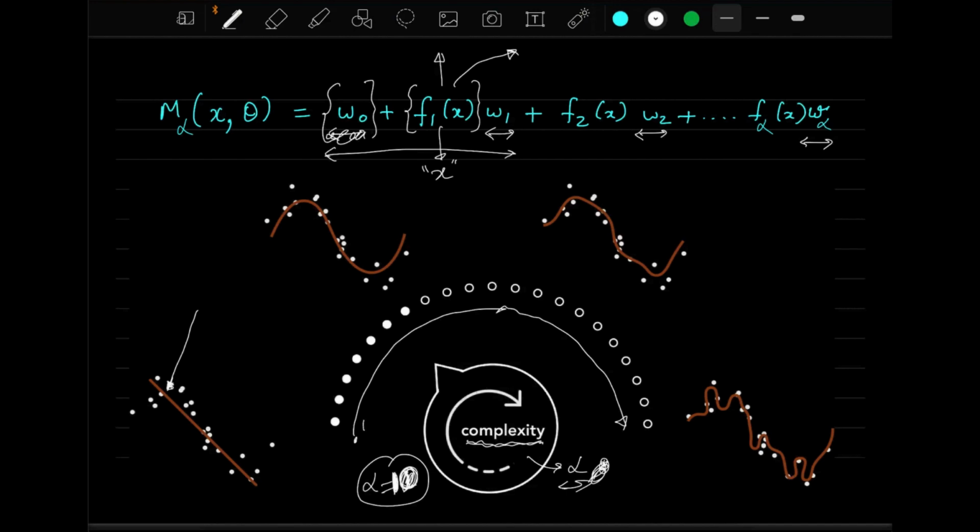But as you increase your alpha gradually from alpha equal to 1 to 2 to 3 to 4, you can see how this particular curve changes accordingly. And you can see how it becomes such a complex function from this particular straight line. So this dial is showing you how you can tune your model by changing different alphas. So that alpha is actually the complexity dial.